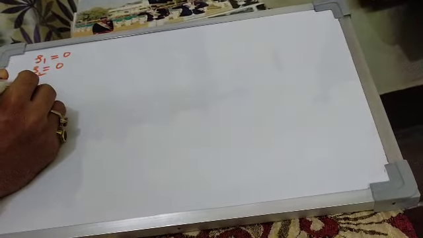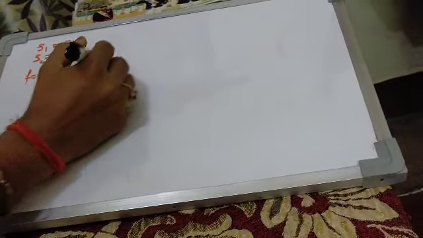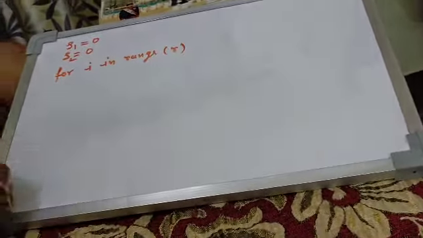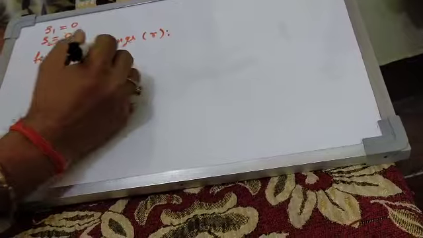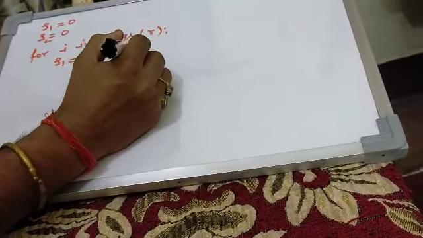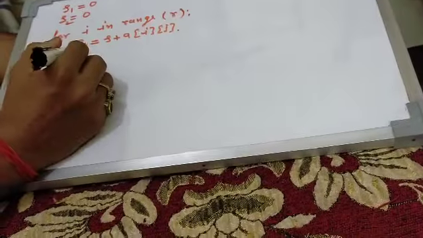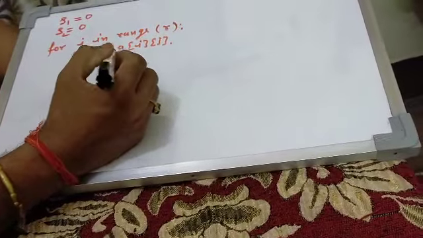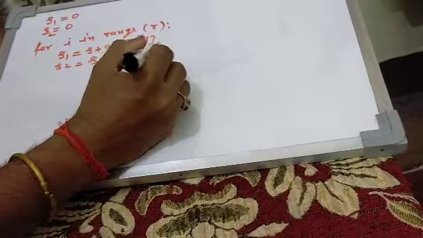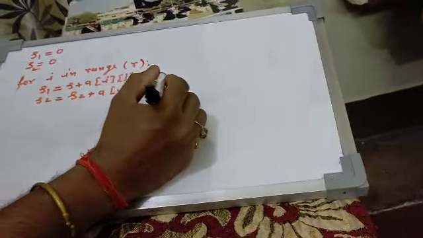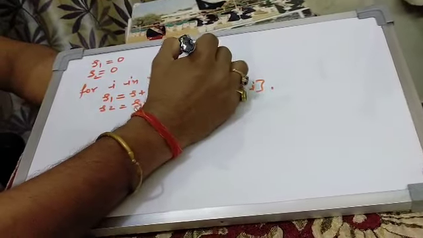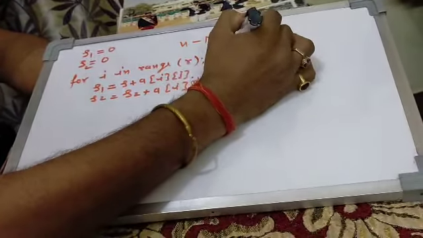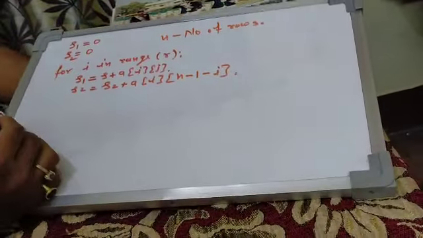and again we have to generate a loop for I in range R. I in range R मीन्स रो में हम लोग को एक लूप चलाना है, एंड हियर वी राइट S1 इज इक्वल टू S1 प्लस A I J and S2 is equal to S2 plus A I and not J, n minus 1 minus I. n क्या है? n is the number of rows, number of total rows.